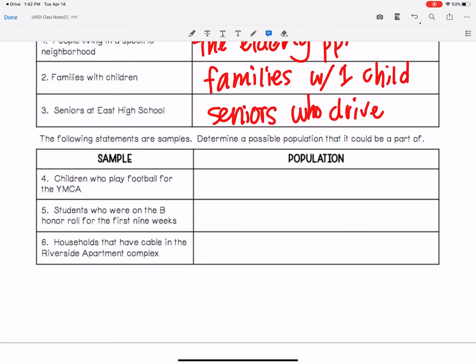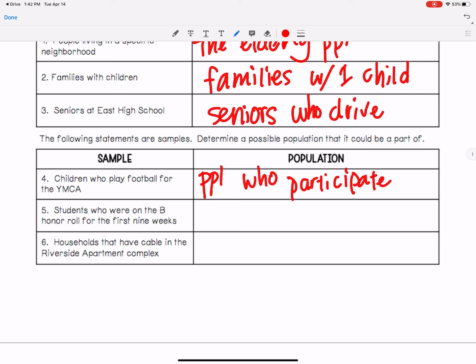Okay, so this next one says the following statements are samples. Determine a possible population that it could be a part of. So now we're going from a small group to a large group. So instead of children who play football for the YMCA, we could make this a larger group. Instead of saying children who play football, we could say people who participate in YMCA programs. Anyone who's a part of YMCA programs. So I'll just say people who participate in participate.